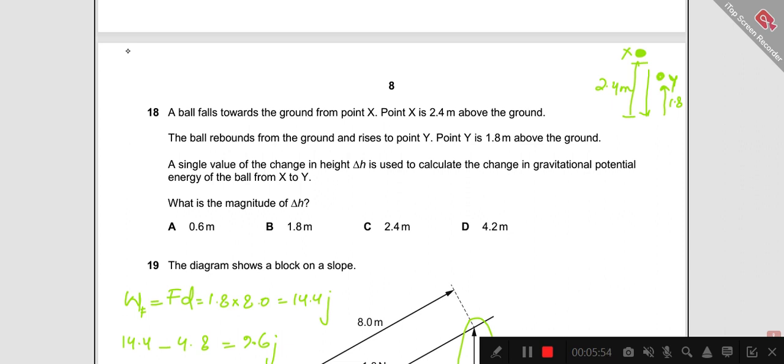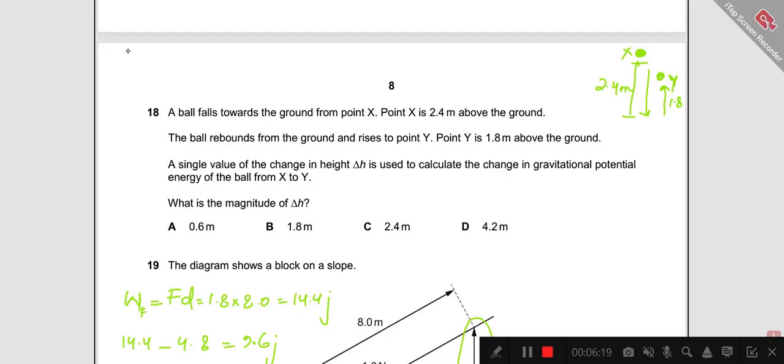A single value of the change in height is used to calculate the change in gravitational potential energy of the ball from Y to X. What is the magnitude of change in height? The magnitude of change in height is, of course, the difference between these two. It has to be 2.4 minus 1.8.